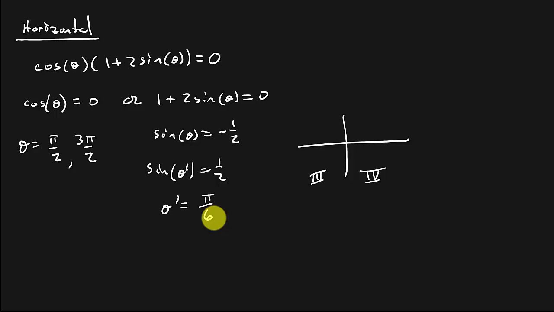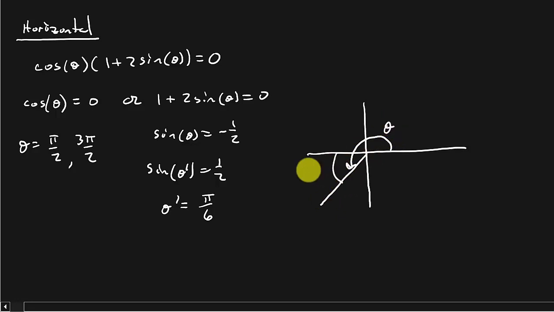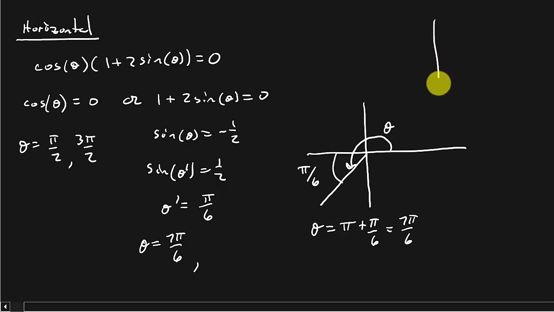So let's find my third quadrant solution. So there's theta, there's my reference angle, pi over 6. So here we have theta is equal to what? Pi plus pi over 6, which is 7 pi over 6. Okay, so here I'm going to get theta is 7 pi over 6. There's one solution.